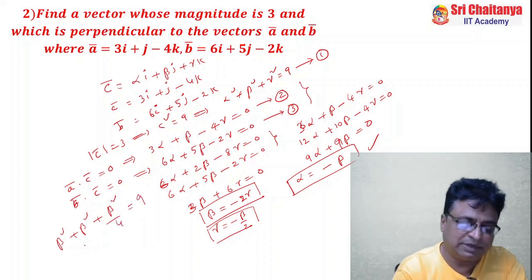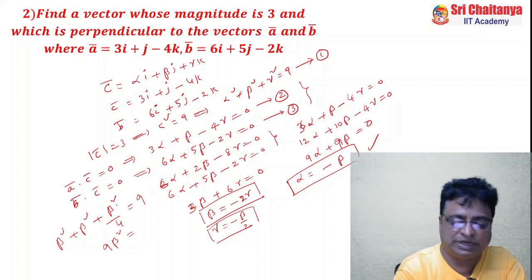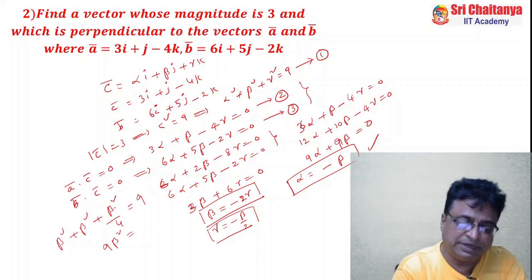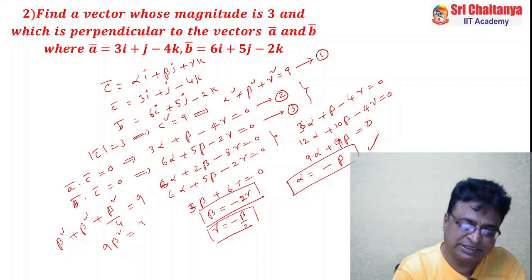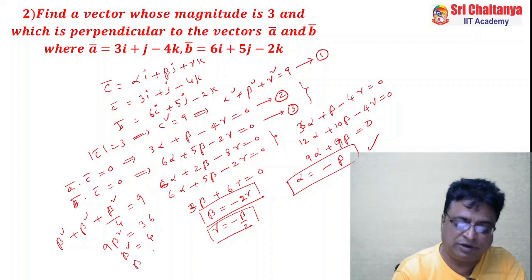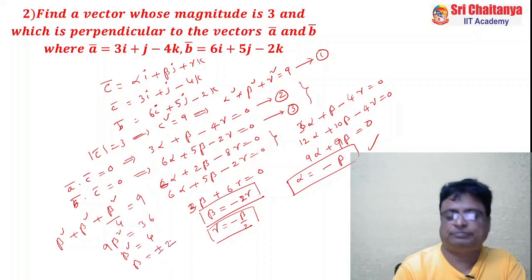So automatically it becomes what? 2 beta square, that is 8. 9 beta square equal to, because this is 2 beta square, that is 4 beta square, 8 beta square plus beta square, 9 beta square equal to 36. So beta square equal to 4, beta equal to plus or minus 2.